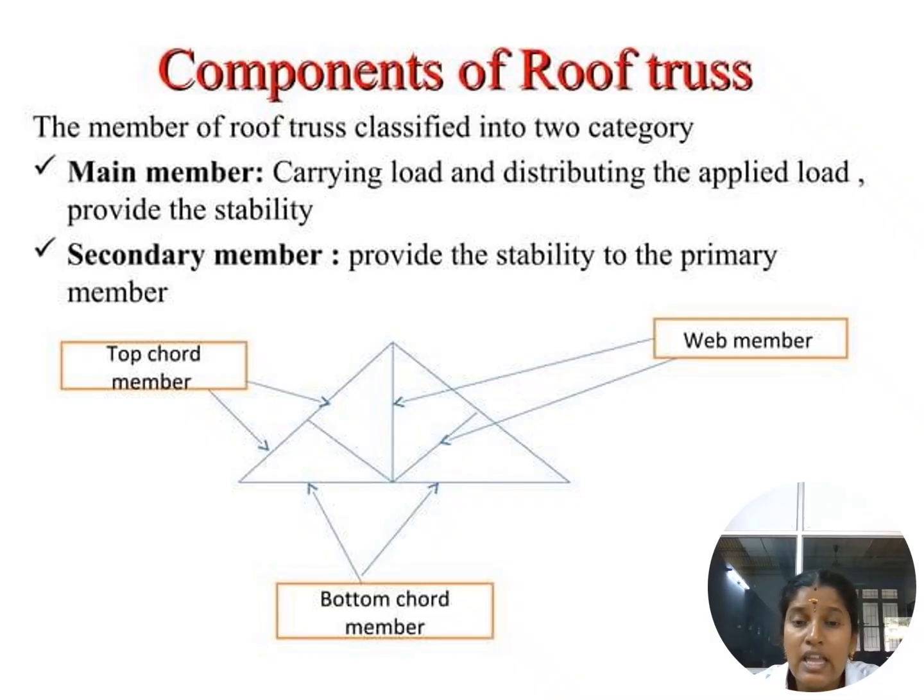We will discuss the components of roof trusses. We can classify them into two categories: one is the main member, another is the secondary member. What does the main member do? This main member carries the load and distributes the load, and finally it also provides stability. What does the secondary member do? This member provides stability to the primary member. This is one example. This is the bottom, this is the top. So this is the bottom chord member, this is the top chord member. In this intermediate section, this is called a web member, right?